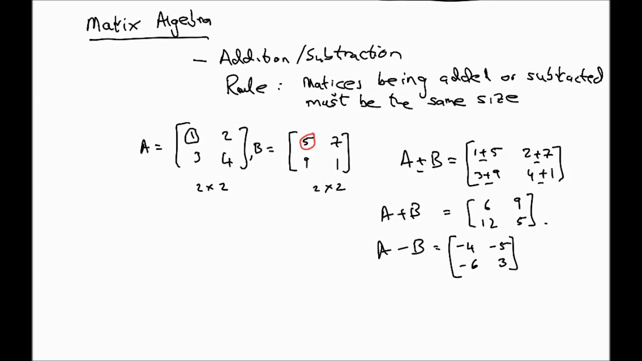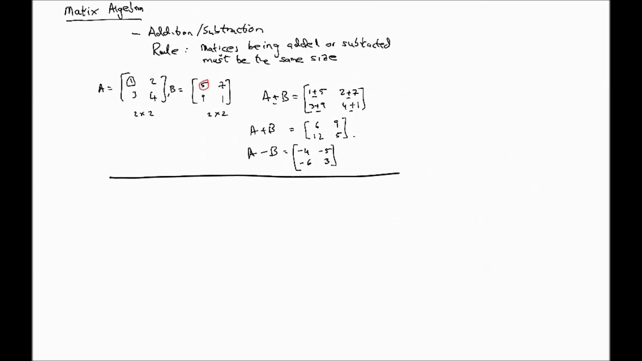So you can see that addition and subtraction are very similar to each other. The addition rules, we add numbers the same way and subtract numbers the same way. The only thing is that the most important thing, matrices must be of the same size and corresponding elements are added or subtracted from each other as required. So that's addition and subtraction. Let's move on to multiplication.